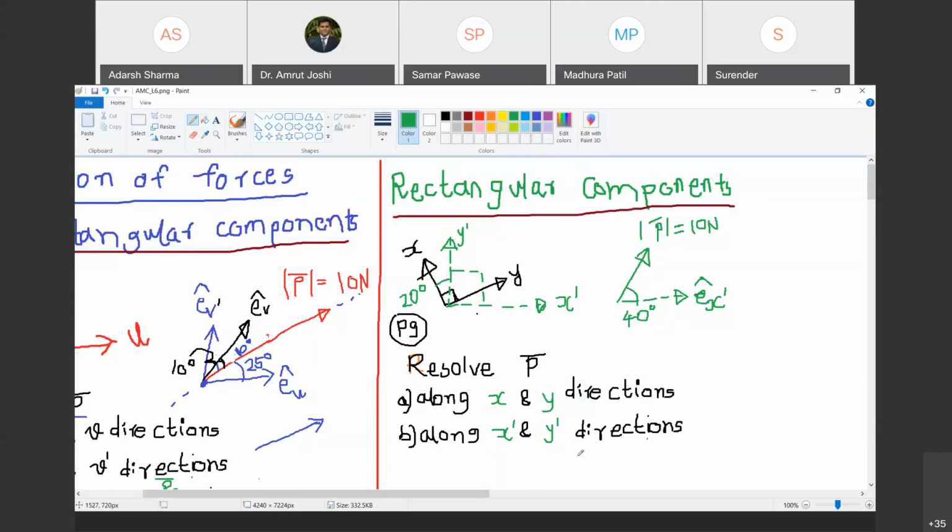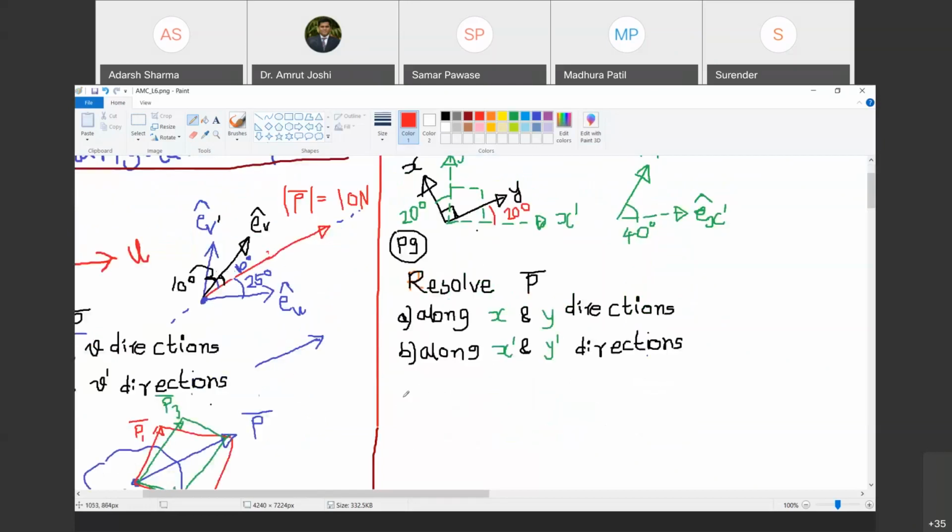Yes, sir. Okay, now this P bar has a magnitude of 10 newton and it makes an angle of anti-clockwise 40 degrees with reference to the unit vector along x dash. So its position is given, and you have also been given the angle between x and y dash. So you will readily understand that even this angle is 20 degrees. Are you with me? Yes, sir. Even this angle is 20 degrees. Now let us first solve part A of this problem.